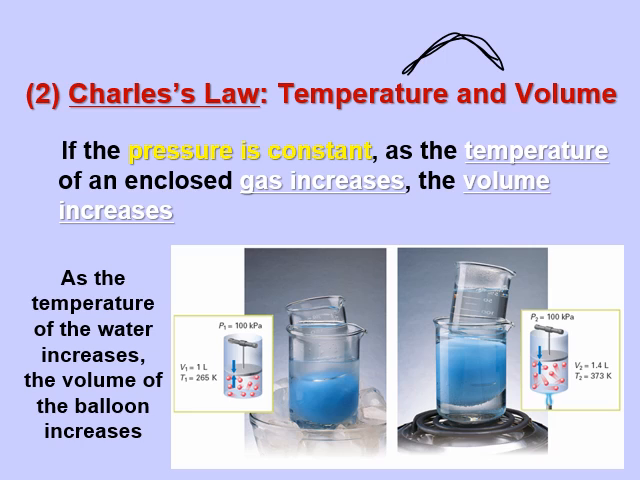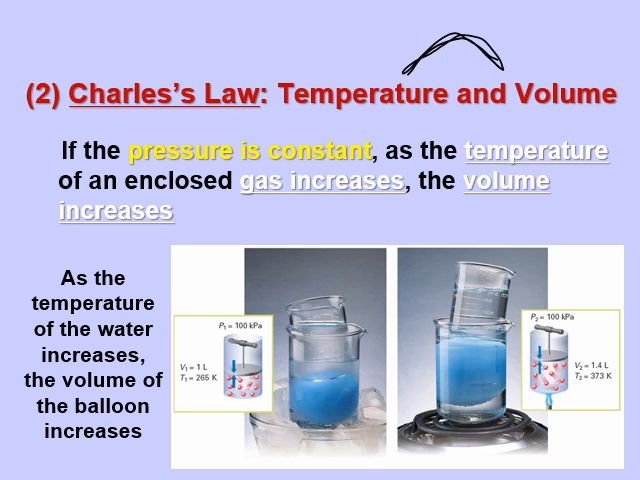So as temperature increases, the volume increases. Temperature and volume are directly related, and that should make sense. Temperature leads to an increase in kinetic energy, which means our particles are going to be moving faster. The particles moving faster means they have more energy to spread out, which means we're going to have an increase in that volume.